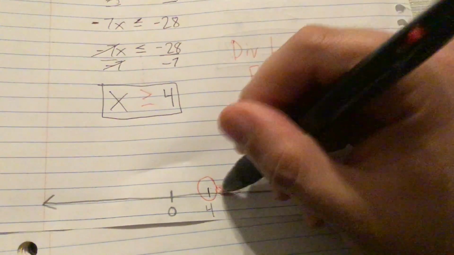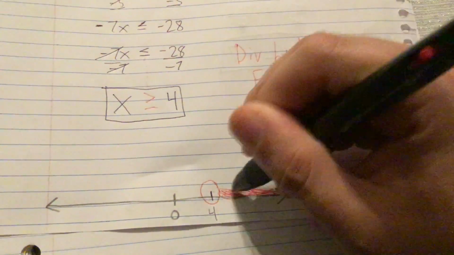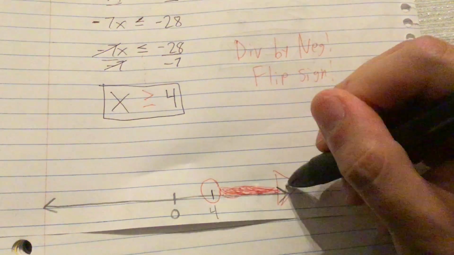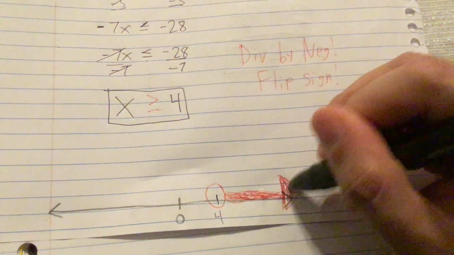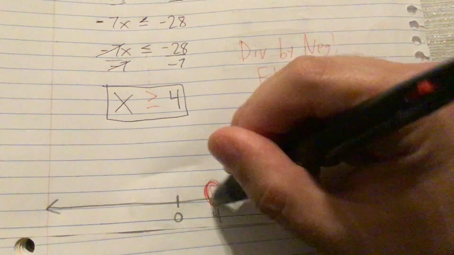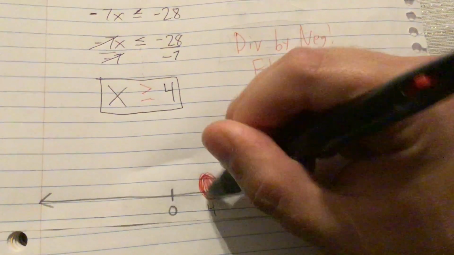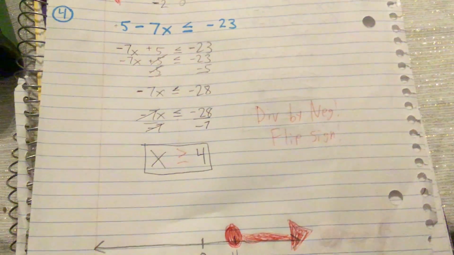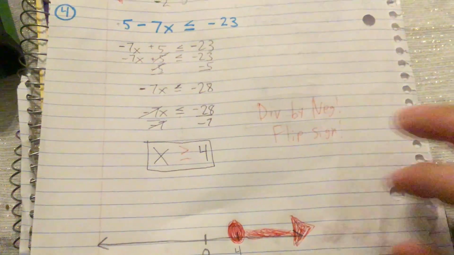So I'm going to shade to the right, put a big old arrow on it, and then I'm going to shade. There we go. All right, and that's how you do problem number 4.